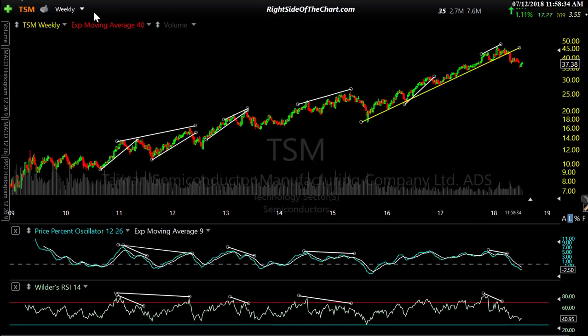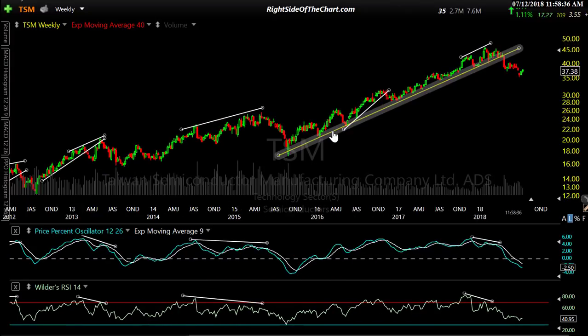Taiwan Semi. Again, we're on a 10-year weekly time frame, as we just were with Intel. This is the trend line right here.